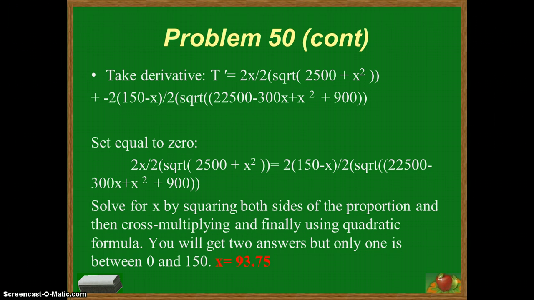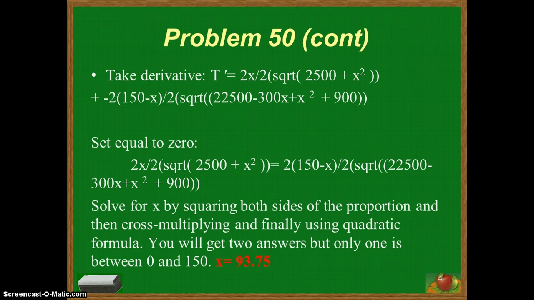Do this on a piece of paper, and then once I've squared both sides, I cross multiply and then gather all the terms to one side, set it equal to 0, and use the quadratic formula. When I use the quadratic formula, which is negative b plus or minus the square root of b squared minus 4ac all over 2a, I come up with two solutions.